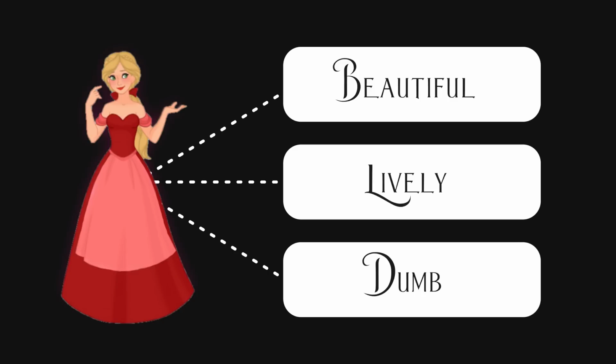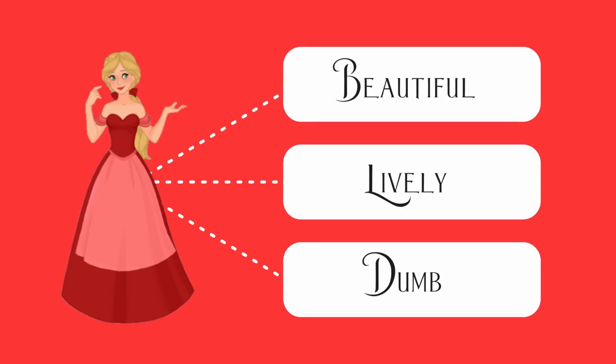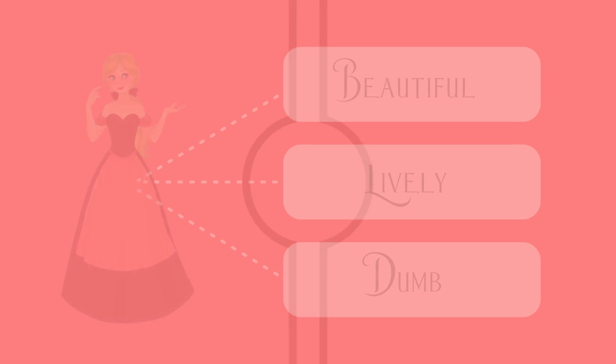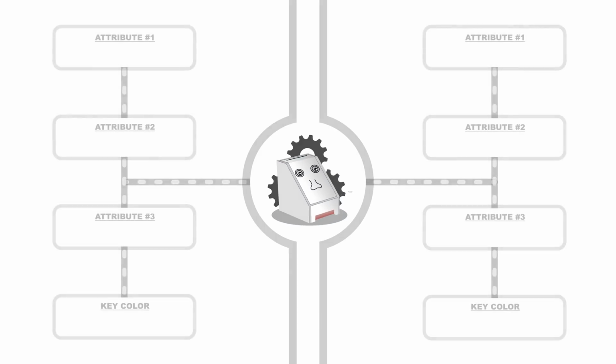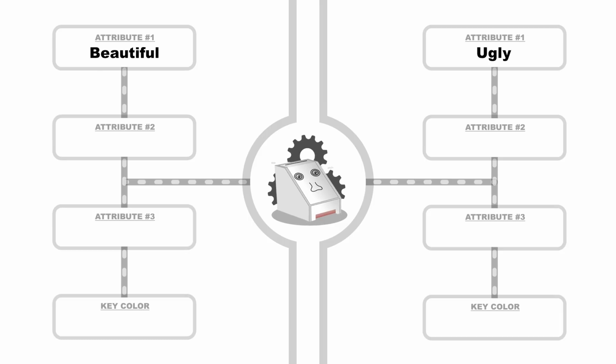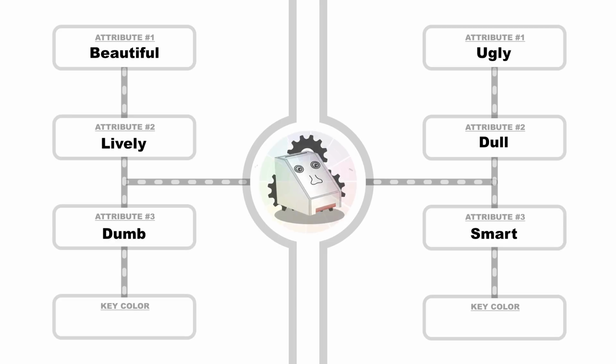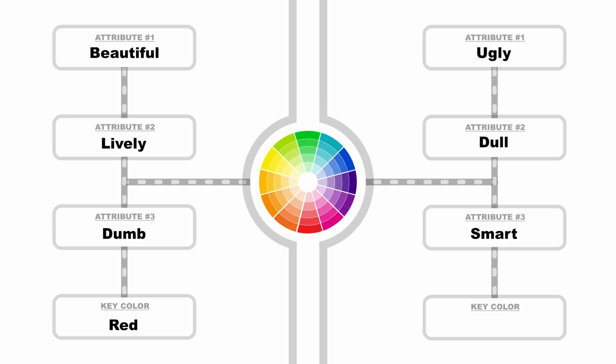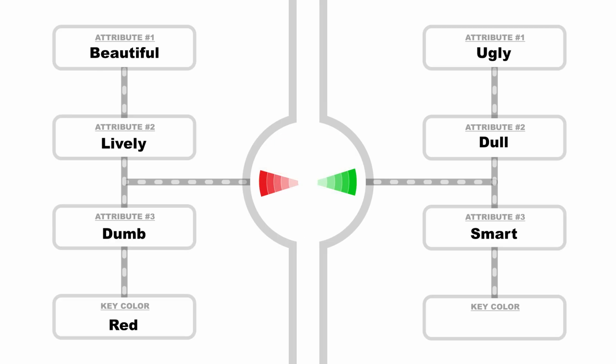And lastly, I asked for the main color they wear. In this case, the Bimbette's is red. Now that Craig has identified this information, we will use the Craig search engine to have him pair each attribute and key color with their opposites. So the opposite of beautiful is ugly, the opposite of lively is dull, and the opposite of dumb is smart. And to find the opposite of a color, you choose a color on the opposite side of the color wheel. So the opposite of red is green.